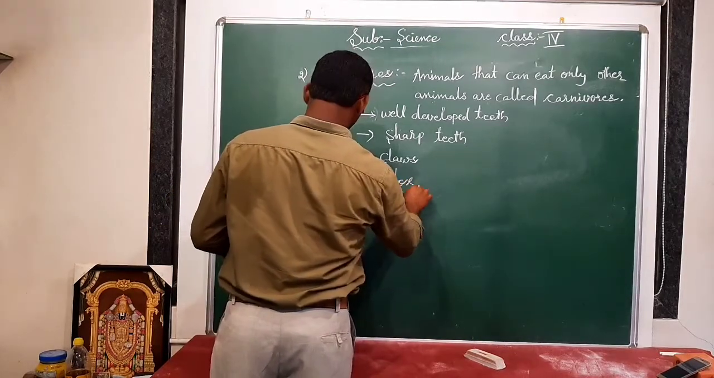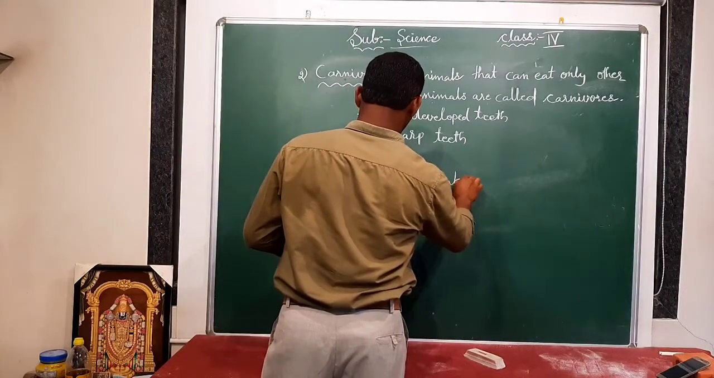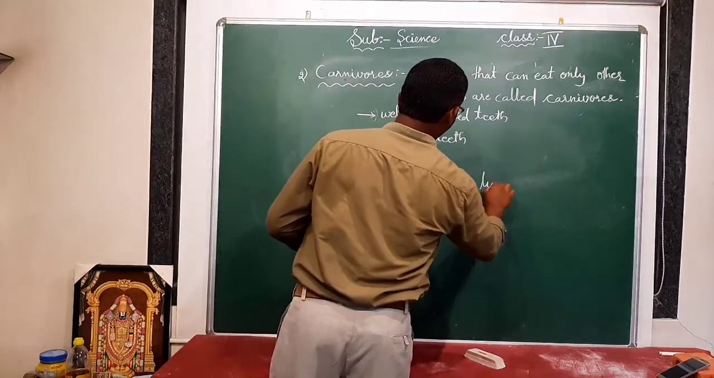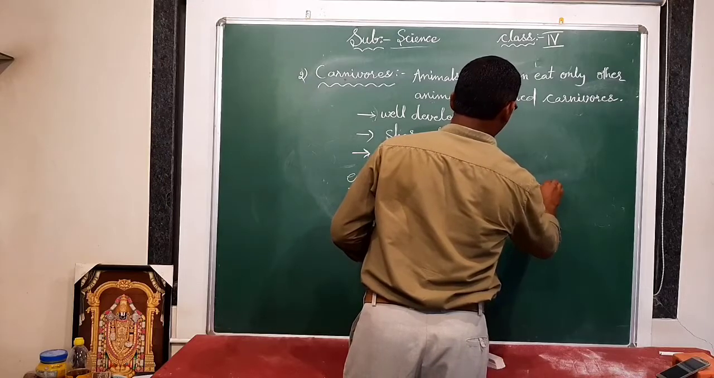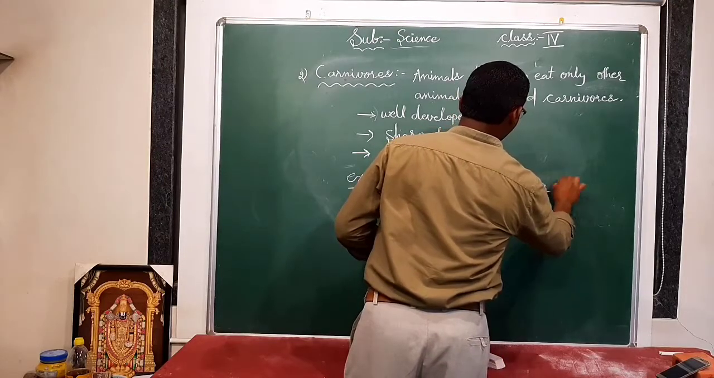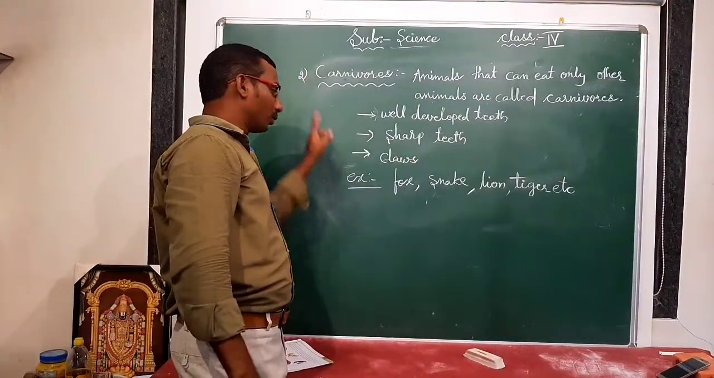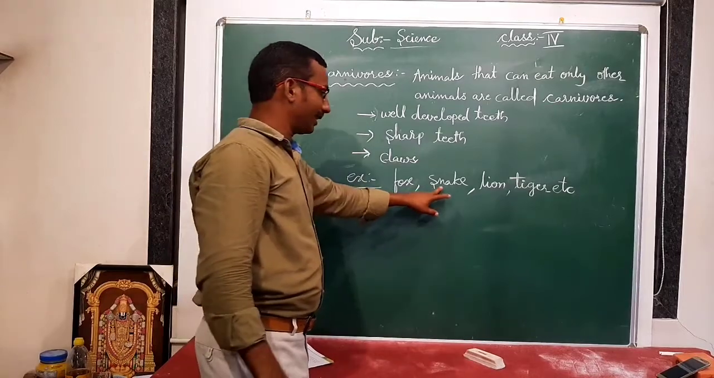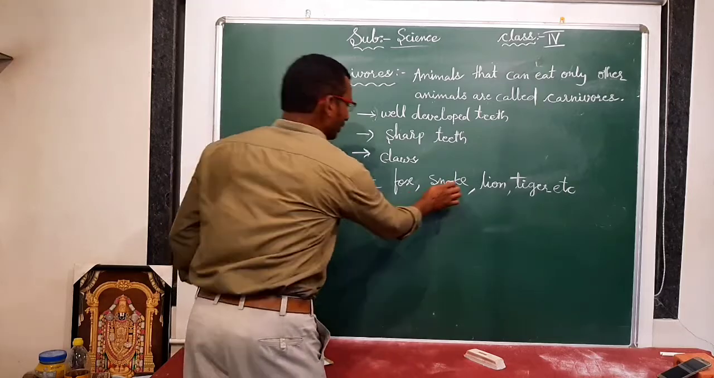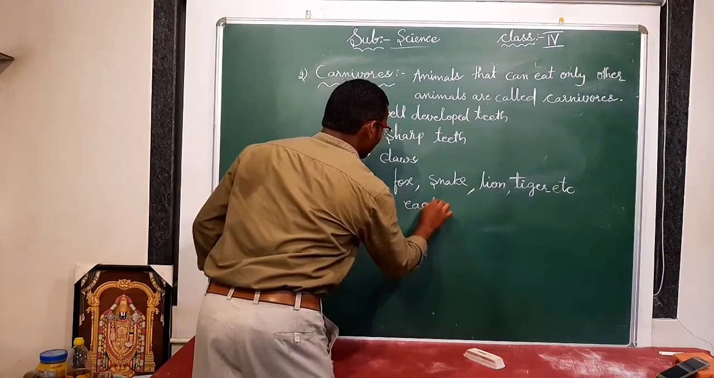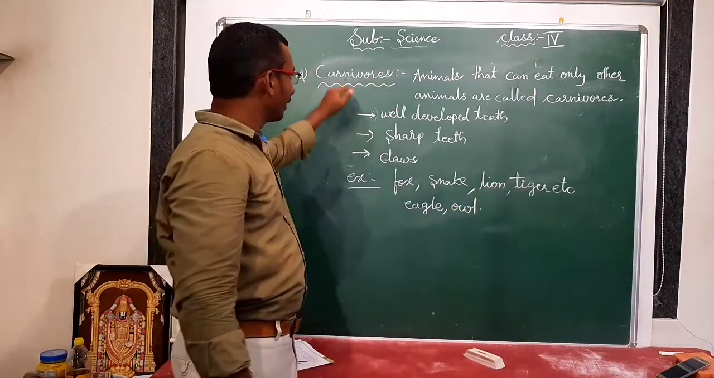Fox. Okay. Snake. Lion. Tiger. These are the examples of carnivores. What are they? Fox, snake, lion, tiger, and if you see in birds, eagle, owl. These are the birds, examples of carnivores.